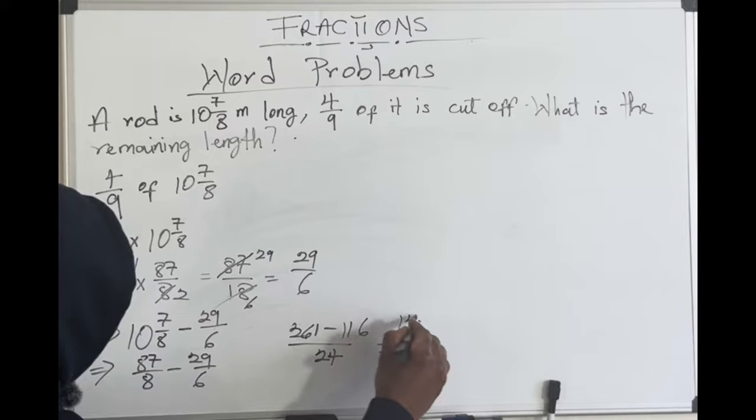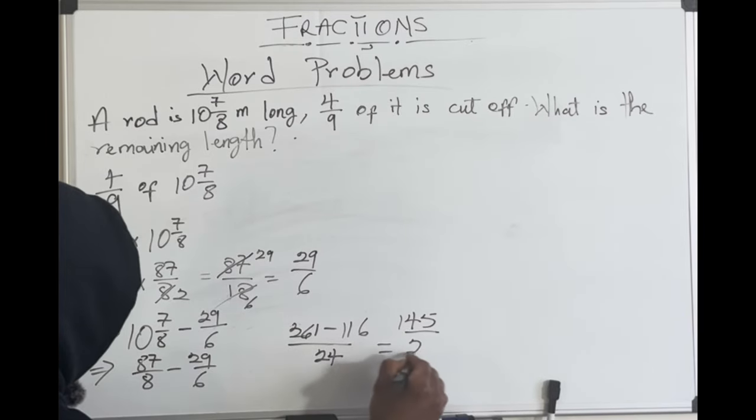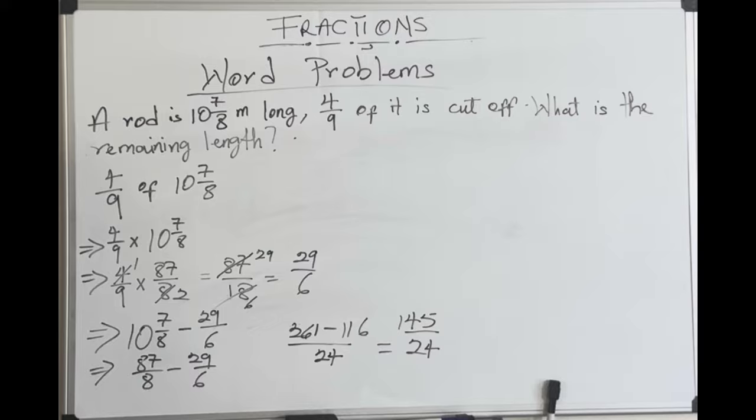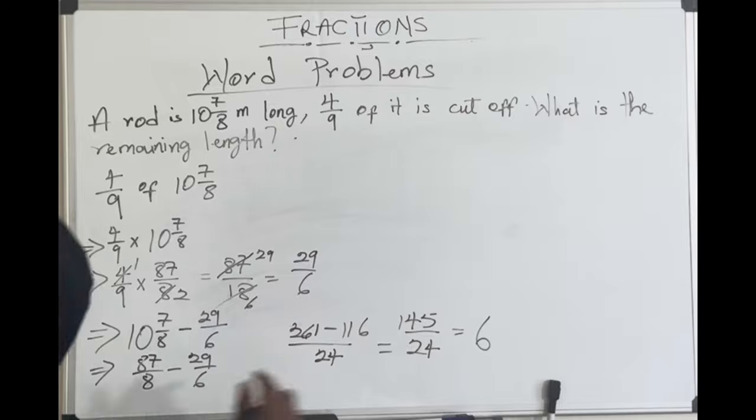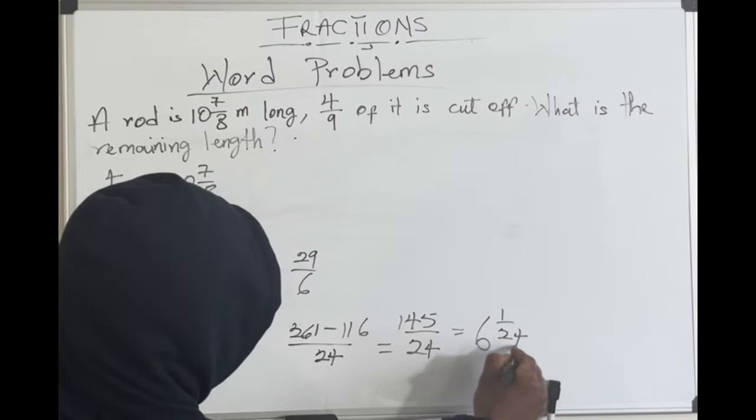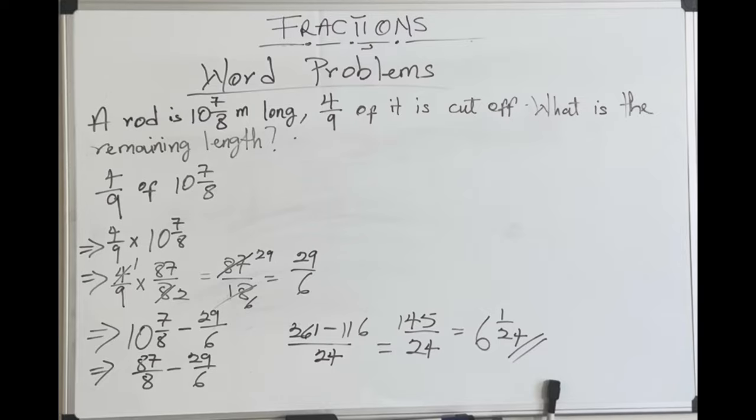So you subtract 116 from 261, get 145 over 24. And try to divide it by 24. Okay, so 145 divided by 24, you get 6 whole number 1 over 24. This will be our final answer. Okay, so I'll go ahead and continue to work the second method. Then you compare the two, then you pick whatever works best for you.